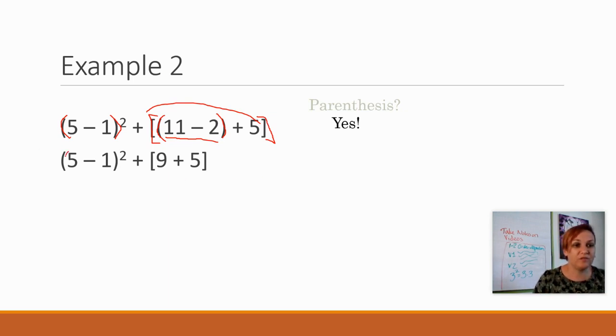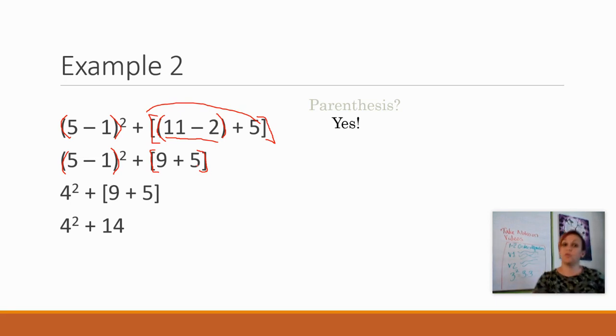I have this front parentheses, which has a subtraction problem that I need to take care of. And then I have this second bracket, which has an addition problem, and I need to take care of that as well. So that's what I'm going to do next. I'll take care of the subtraction, 5 minus 1, and I'll take care of the addition, 9 plus 5. Now, once you get it down to a single number in the parentheses, if you don't want to write the parentheses or the brackets anymore, you don't necessarily have to.